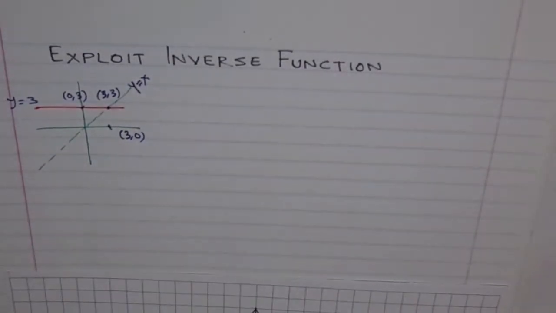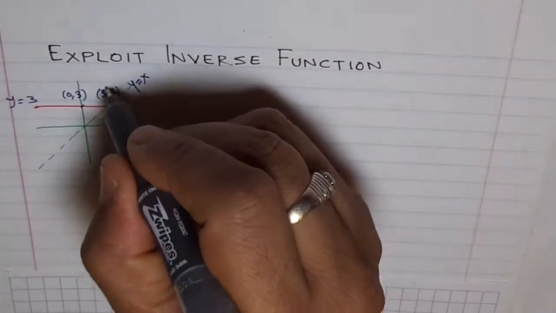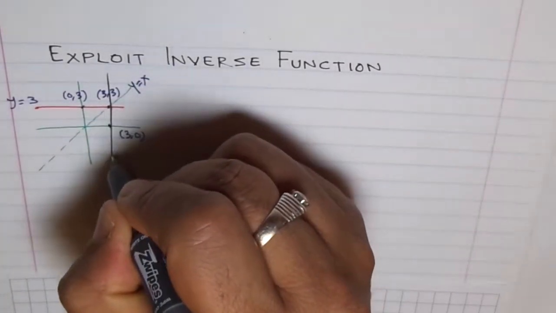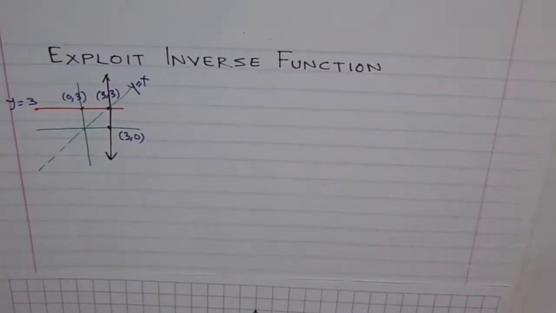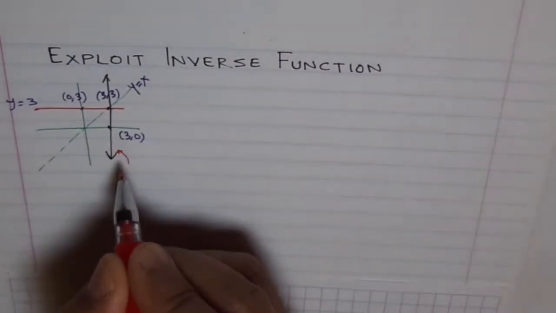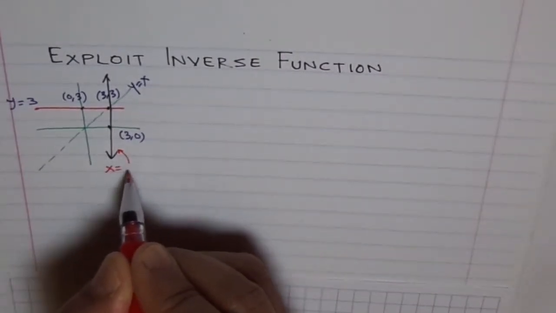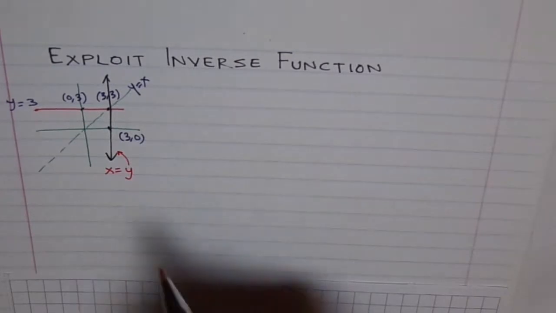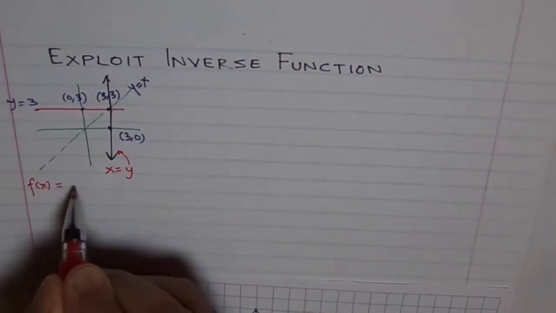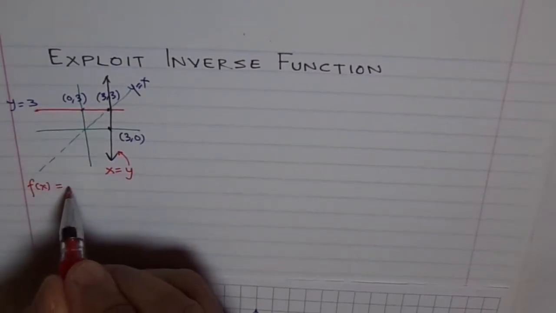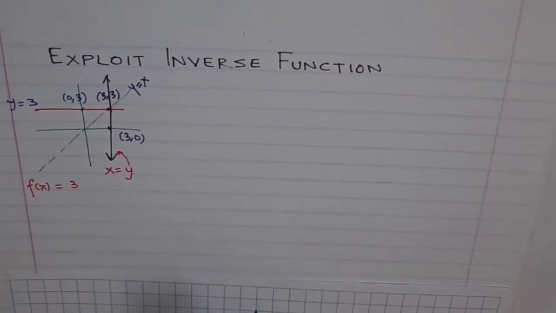Therefore, our inverse function would look like what? The horizontal line gets transformed into a vertical line. Do you see that? So we get a vertical line out of it. The equation of the inverse function here is x equals 3. See, what was our function? Here, f(x) was equal to 3.